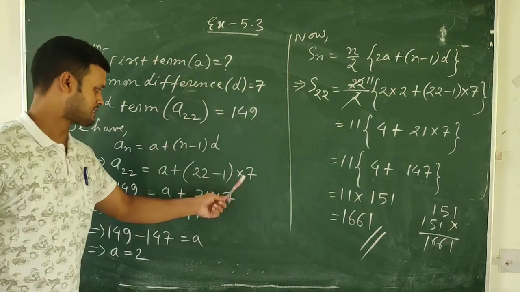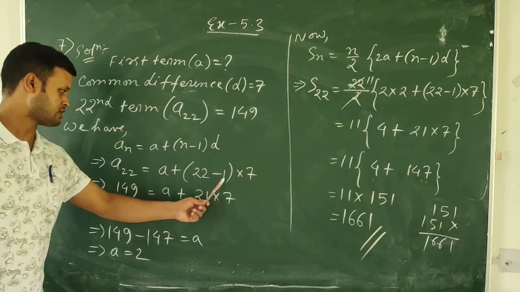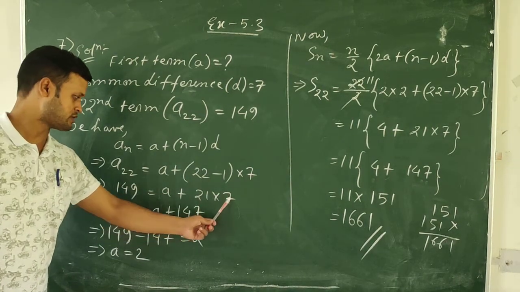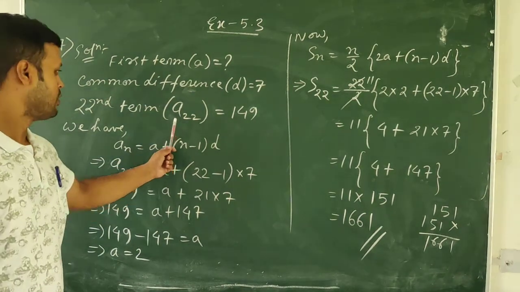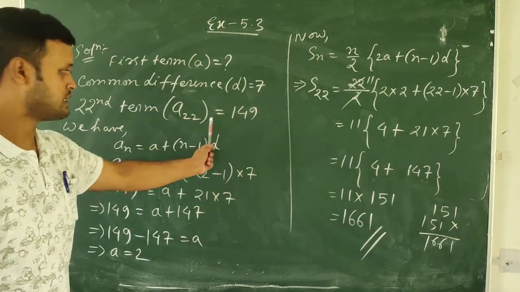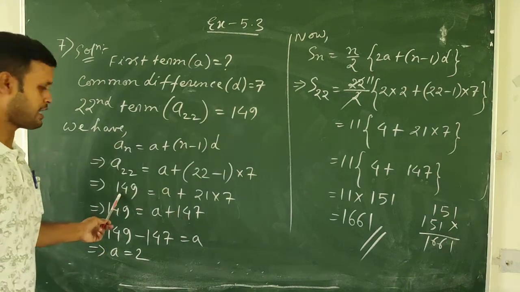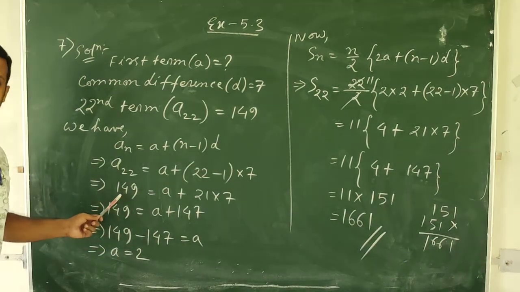D is how much? D is 7. So 22 minus 1 is what? 21. 21 into 7 is how much? 147. And A22, what is the value of A22? Students, the value of A22 is what? 149. So in place of A22 you will put 149.